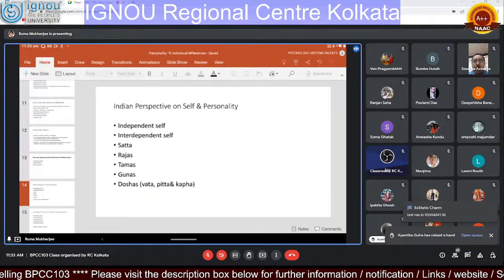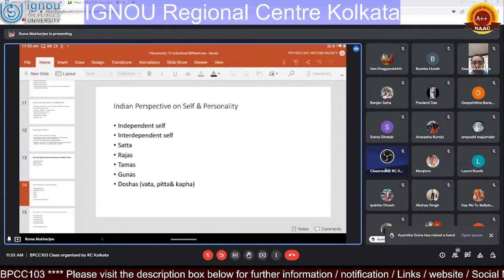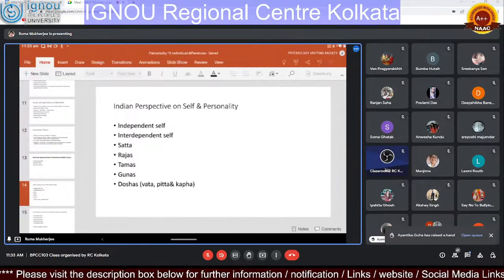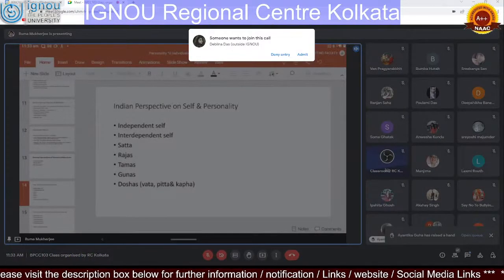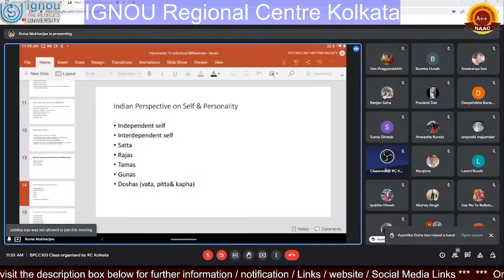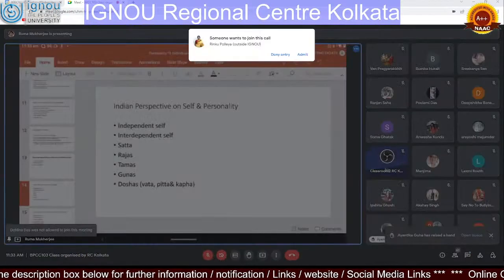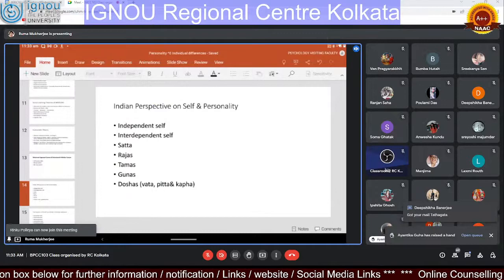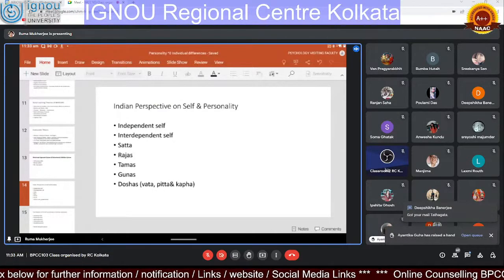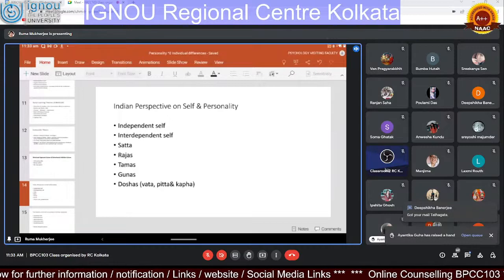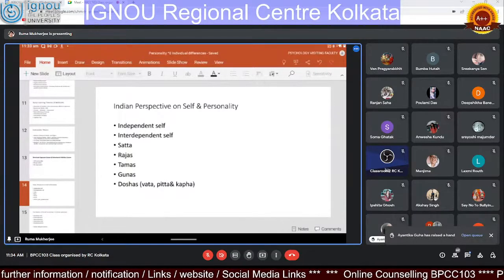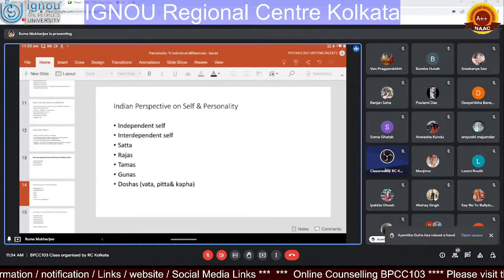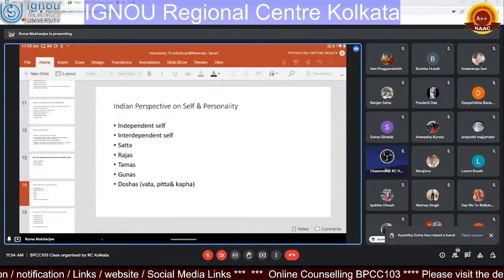Now, according to the Bhagavad Gita, the Indian scripture, there are three types of personality traits or components: sattva, rajas, and tamas. Now, what do you mean by this? These three are known as the three gunas. It is a Sanskrit word, you know. Gunas means the qualities, the good qualities or the tendencies. So these three are known as the three gunas.